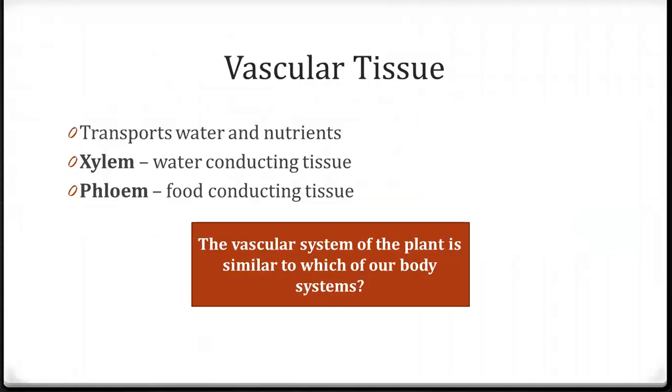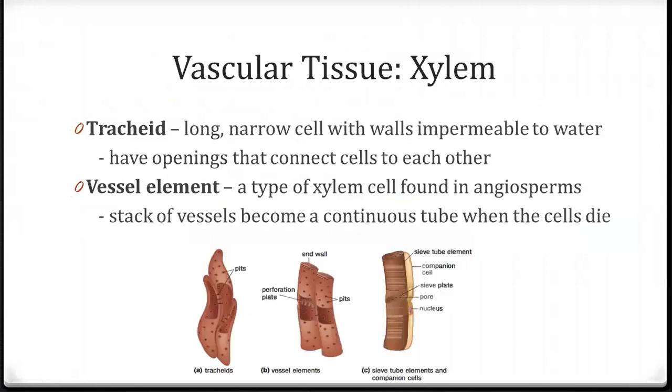Okay, vascular tissue transports water and nutrients. The xylem is the water conducting tissue. Phloem is the food conducting tissue. So we're going to talk about those tissues in particular, and then we'll stop when we get to how water actually flows. Okay, so there's two different parts that you should know.